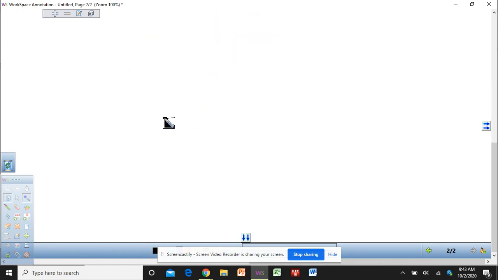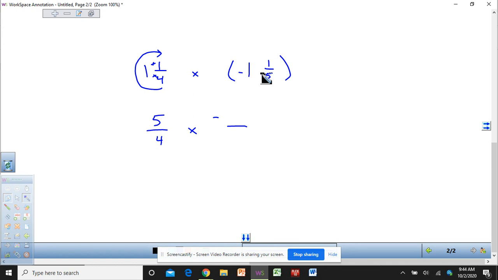Let's go 1 1/4 times negative 1 1/5. So you got to start out with the wheel method. 4 times 1 is 4, plus 1 is 5. So 5/4 times. Now here we have that negative out front. We're just going to put that little negative sign at the top number. And then you go 5 times 1 is 5, plus 1 is 6.